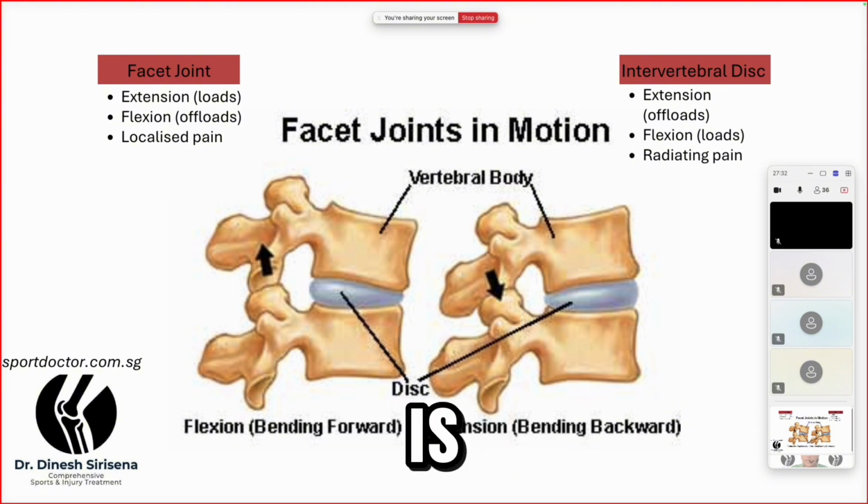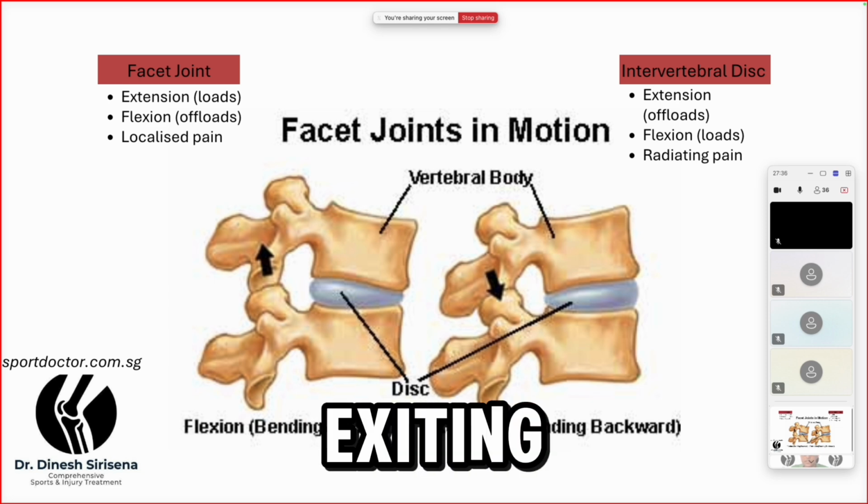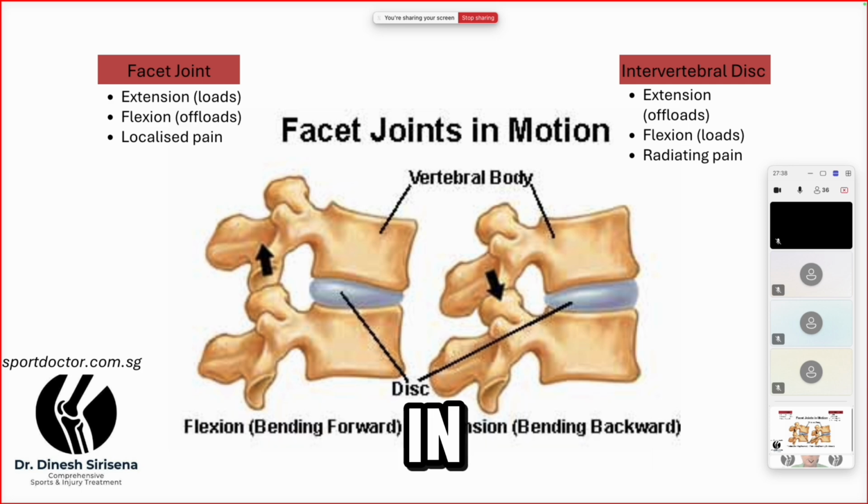Part of that is because the facet joint sits so close to the exiting nerve that inflammation in this area can cause nerve pain as well, as much as the disc can.